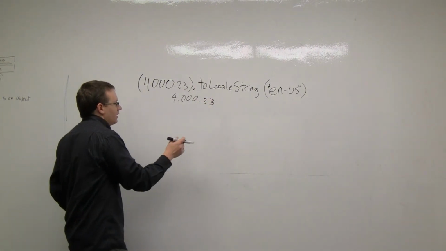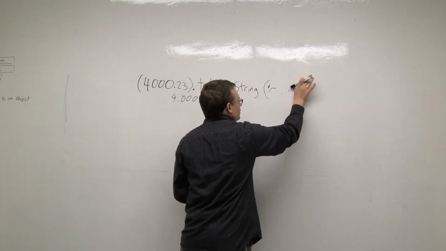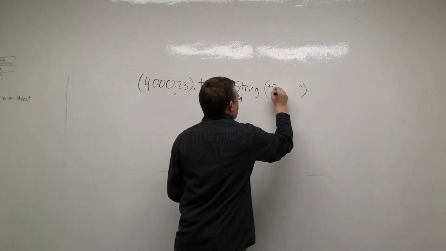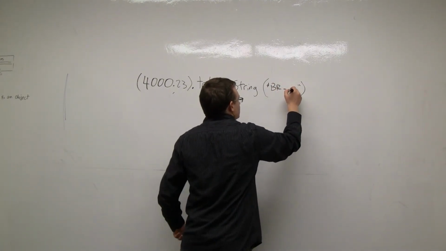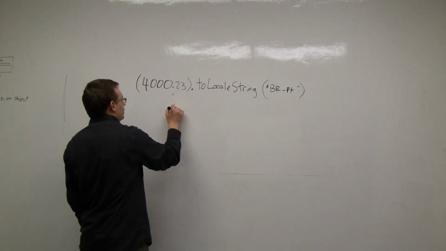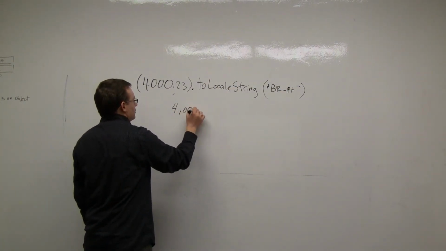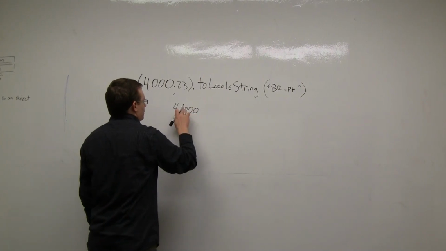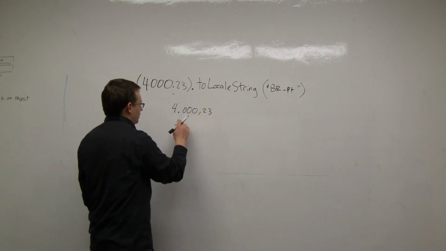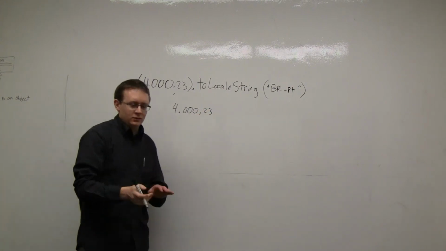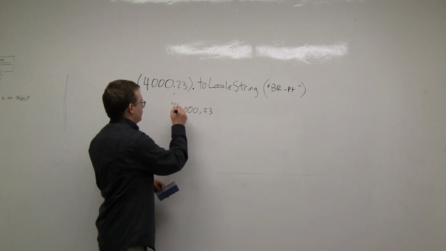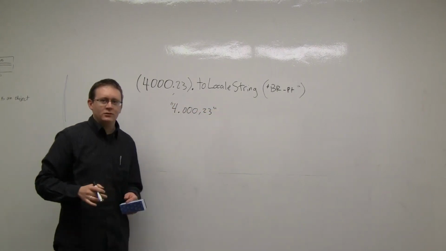4,000.23. Now, if you change this out to be the Brazilian one you did yesterday, pt-BR for Brazilian Portuguese, you get 4.000,23: dot, comma. That's a locale specific string.